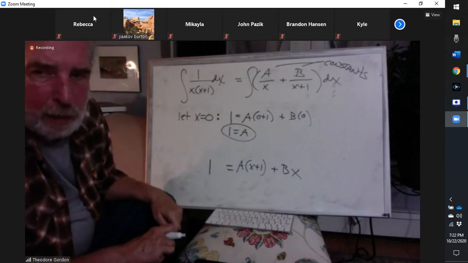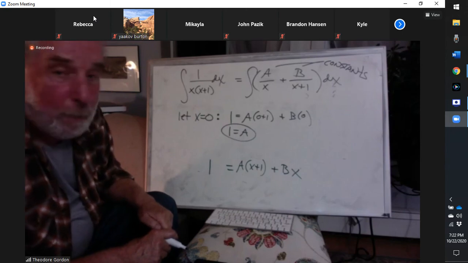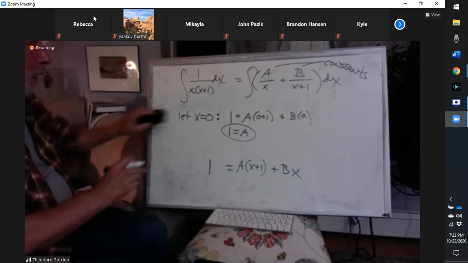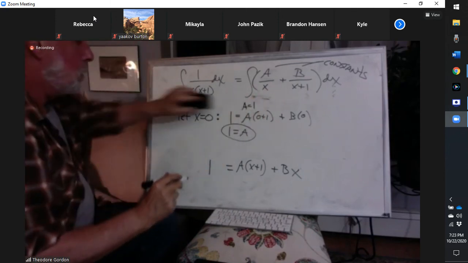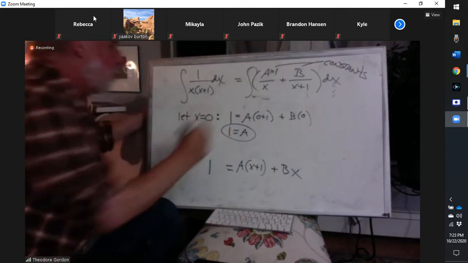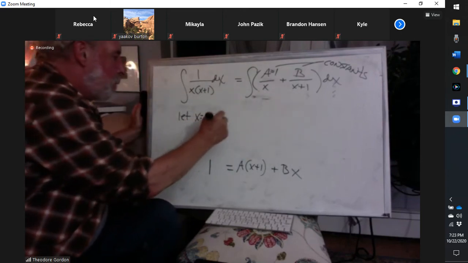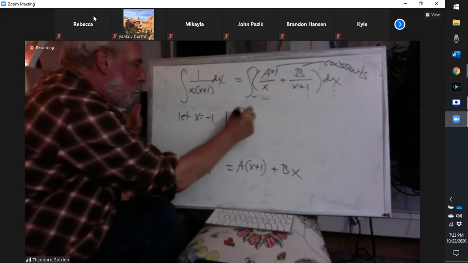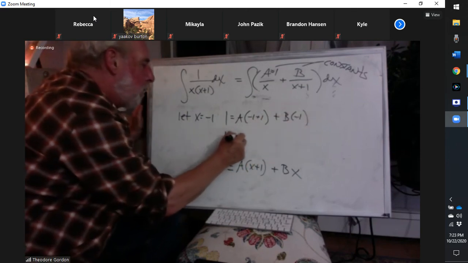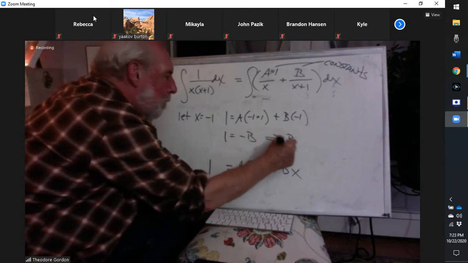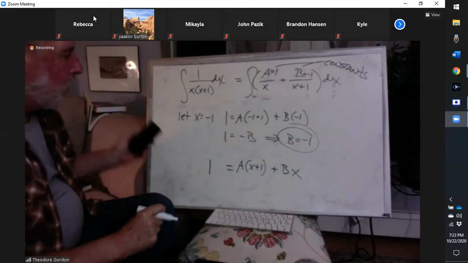So what x value can I pick to make the A disappear? 1. Not 1, oh, -1. -1, yep. So A is equal to 1. And now I'm going to let x equal -1. There's no x here, so this stays 1. So we get A times -1 plus 1 plus B times -1. So that means 1 is equal to -B, and that means B is equal to -1. So there's our A and B, and this is being recorded.